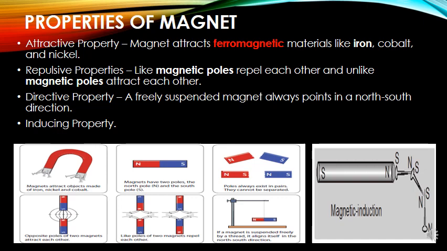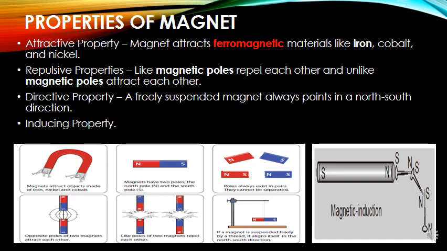So what happens is when you bring two magnets closer, if you bring north pole closer to south pole, they attract. But if you bring north pole closer to north pole, they move away. This is called repulsive property. So, like magnetic poles repel each other and unlike magnetic poles attract each other. So this property is called repulsive property. Hope all of you know the meaning of repulsive.